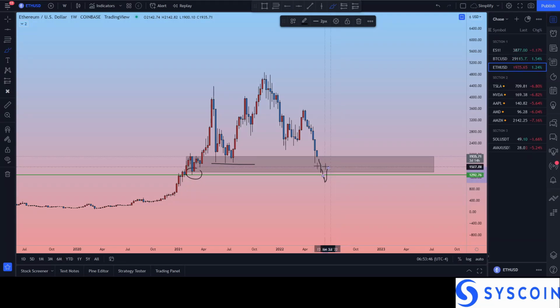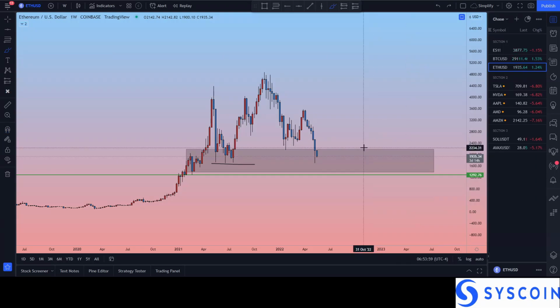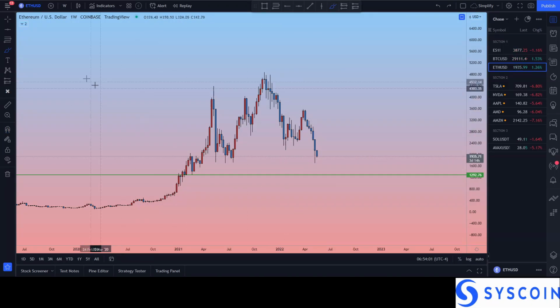We're into the weekly block now. We consolidate inside the weekly block for a while. Maybe one more test, and then that's when you start going off to the races, right? So that's my plan for Ethereum and basically the update on the ETH post.